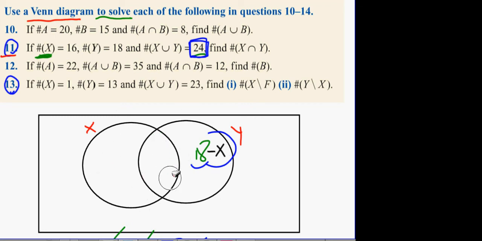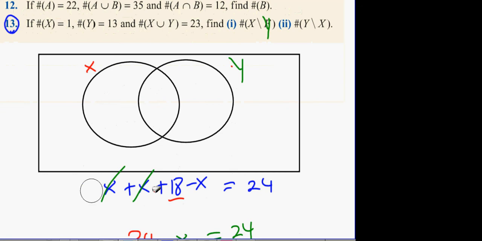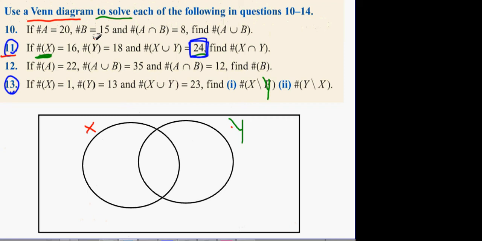Stephen, number 13 for me, please. How do we do 13? Oh, sorry, by the way, see this F? That means Y. That's a misprint. Okay, so what does cardinal number of X mean? So we put 1 in. I put 1 in. Okay, and then we put 13 in Y.